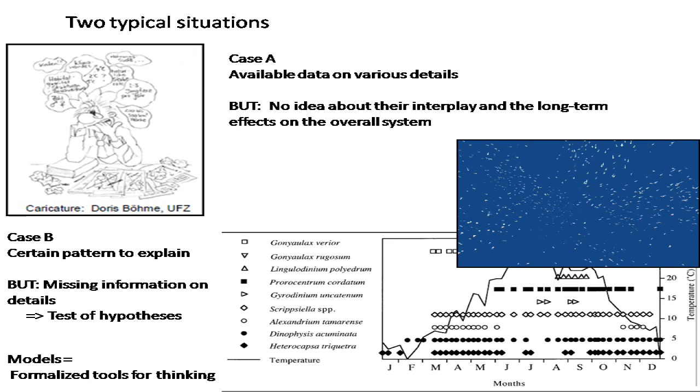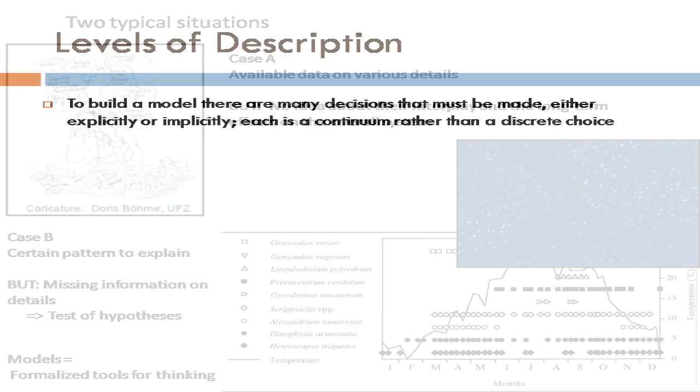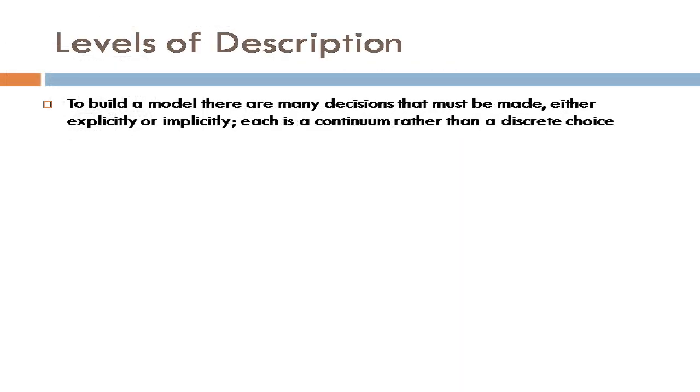And now, when you go into modeling, it can be quite an interesting process, because there are many decisions that must be made, whether explicit or implicit, and you have to be careful about making implicit decisions that have an impact on the outcome of your model. But it's not really discrete, those decisions that you make. Typically, there's some sort of continuum in terms of trying to figure out which level of description you need to make.